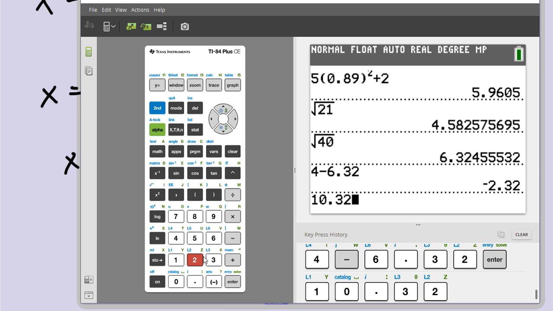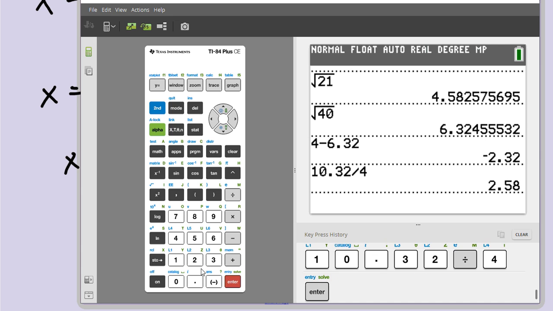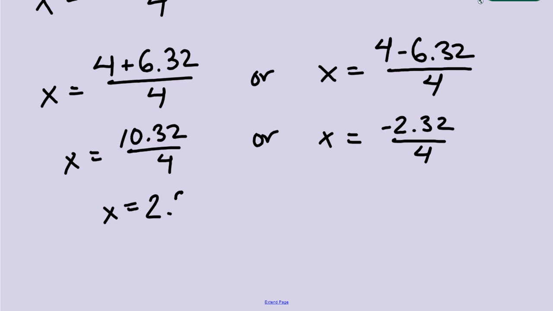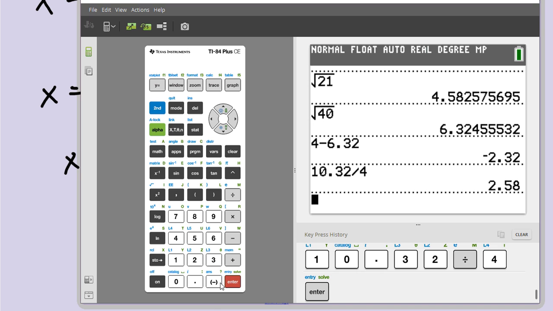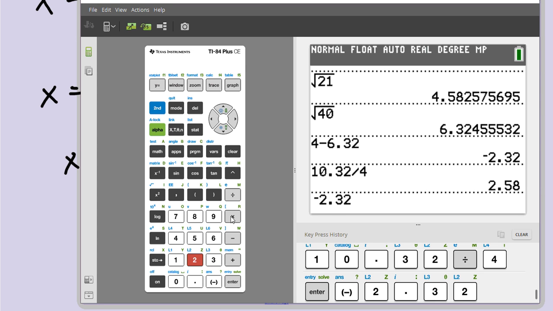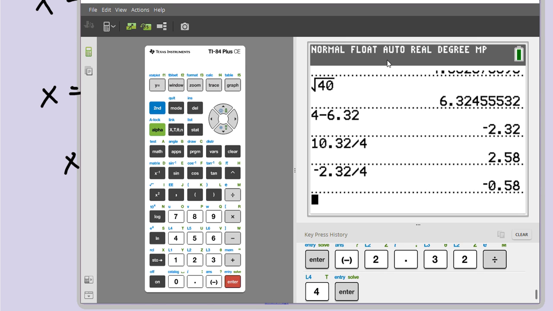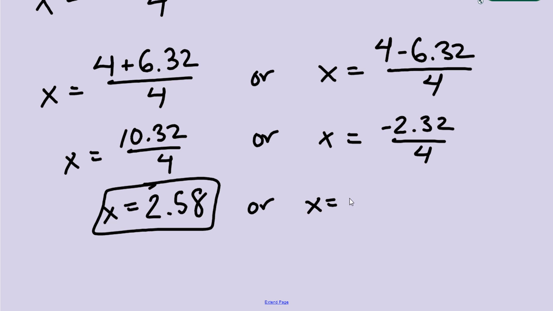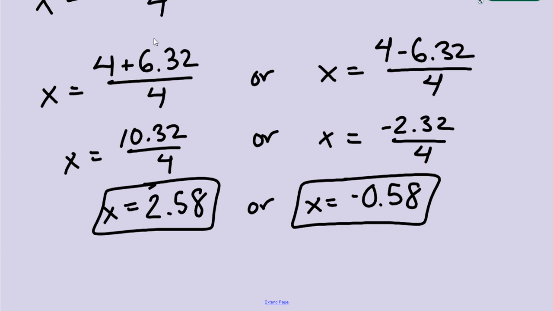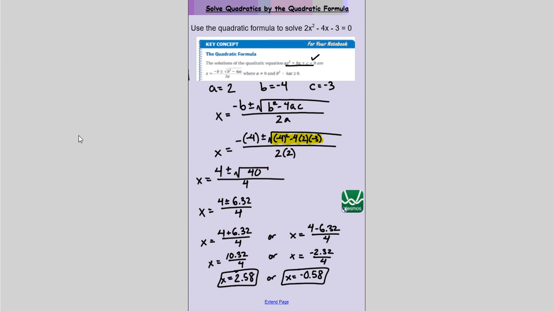Divide by 4 to get your final answer. 10.32 divided by 4 is 2.58, or negative 2.32 divided by 4 is negative 0.58. And there's your two solutions. You can see the quadratic formula takes some work. It's not difficult, it's more just organization.